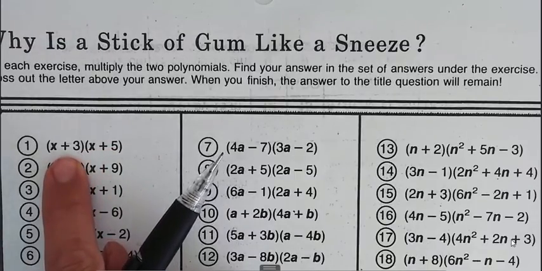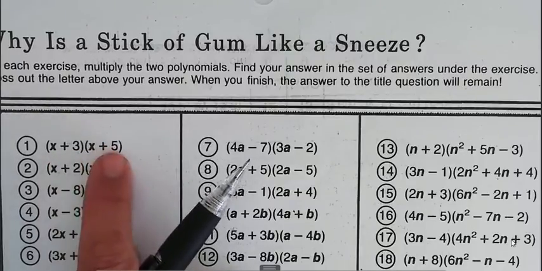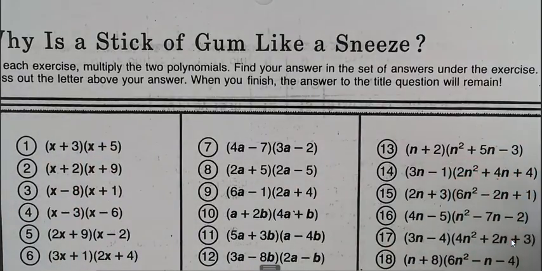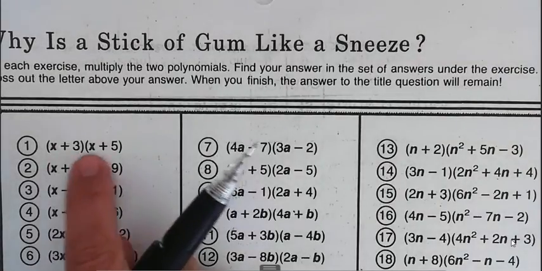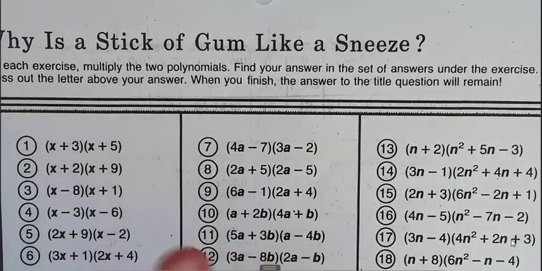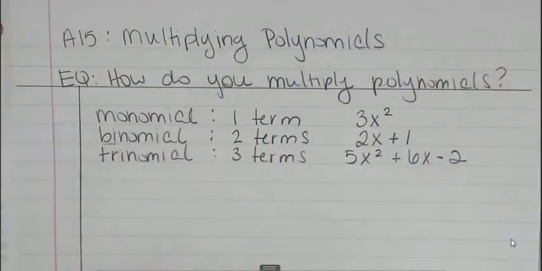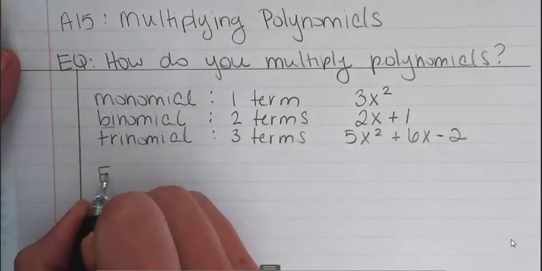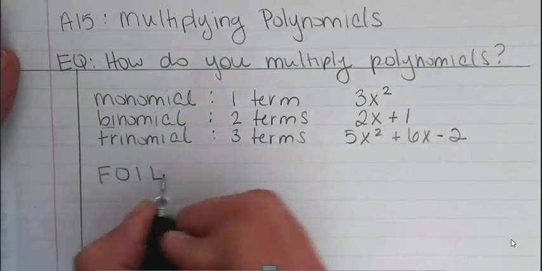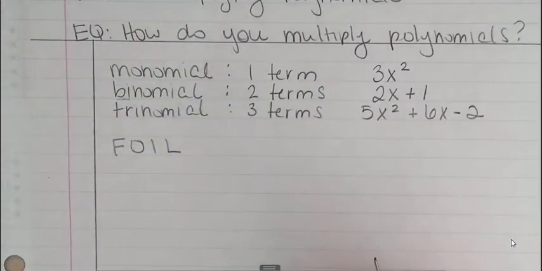which is a method of multiplying binomials. It does not work on any other multiplication of any other type of polynomials. It only works for when you're multiplying two binomials. Otherwise, you just stick with straight up distributive property. Okay, so let's talk about FOIL. So FOIL is just an acronym, and it's used to help people remember how to multiply two binomials.